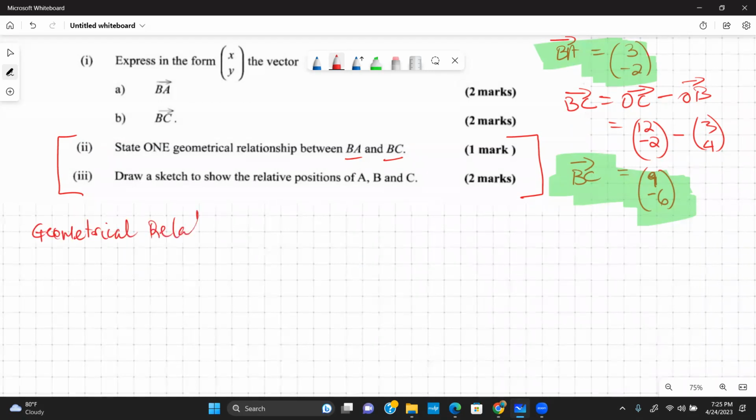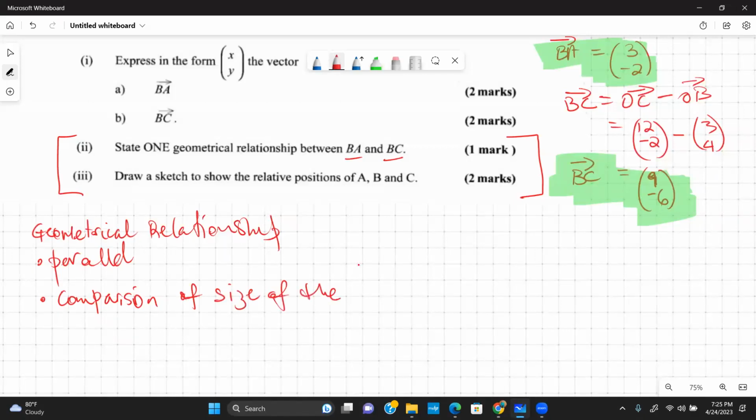So when they ask about geometrical relationship, one, it's going to be parallel, nothing else. Two, it's going to be the length of the vector. Comparison of the length, or the size of the vectors. That's all they talk about. And whenever you find the thing that makes them parallel, it is the same thing for the size. Watch what I mean. Let's talk.